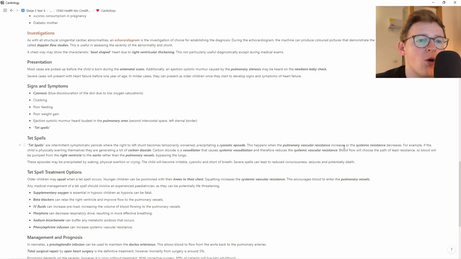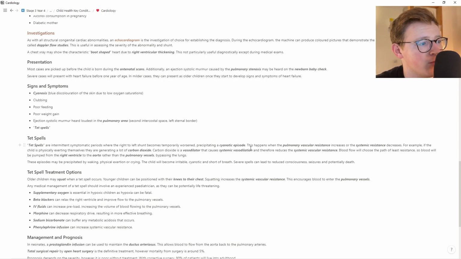Resistance increases, or the systemic resistance decreases. So you can imagine how that would shift the pressure towards that side of the system. For example, if the child is physically exerting themselves, they are generating a lot of carbon dioxide. Carbon dioxide is a vasodilator that causes systemic vasodilation and reduces systemic vascular resistance. Blood flow will choose the path of least resistance, so within the chambers of the heart itself, the right ventricle will then favour pushing the blood from that side through the VSD and into that overriding aorta.